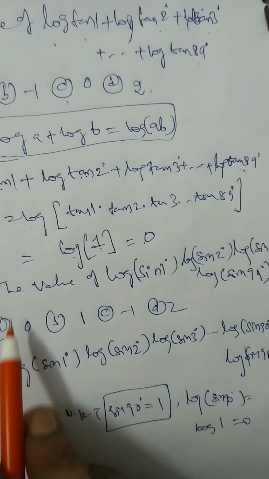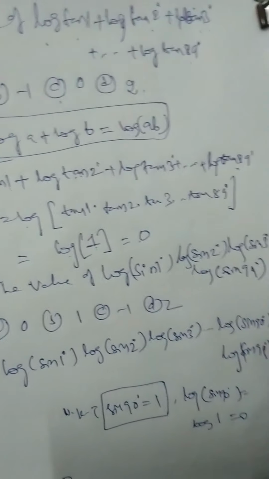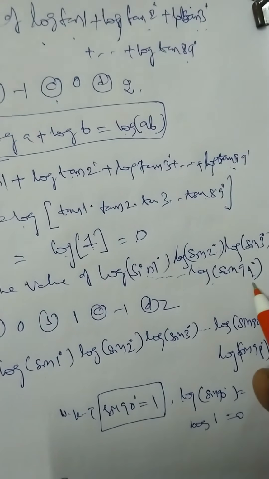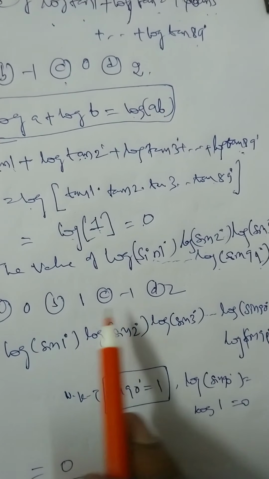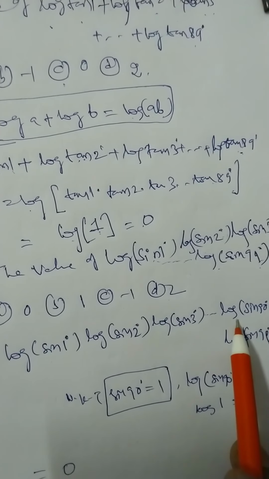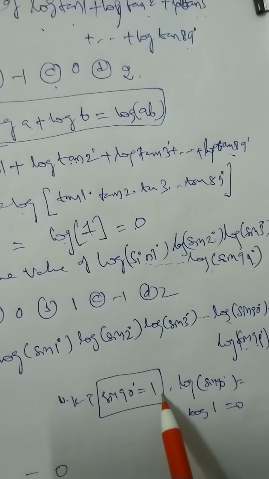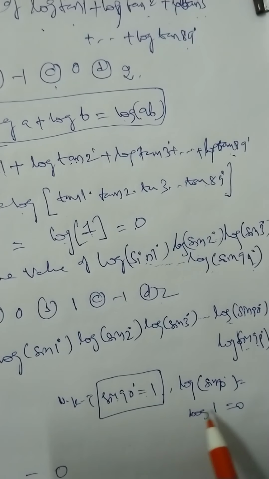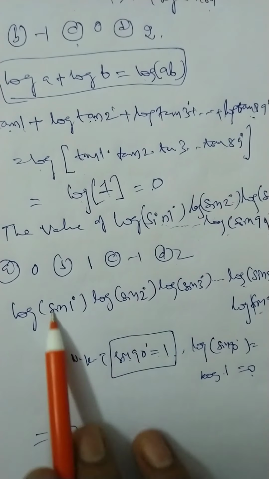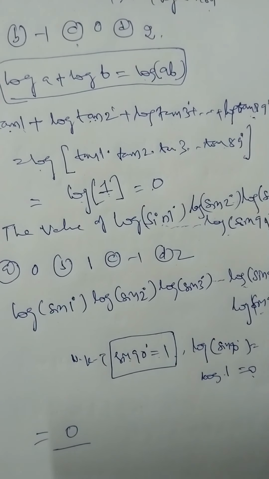Now here we have another similar kind of expression: the value of log of sine 1, log of sine 2, log of sine 3, continued up to log of sine 99 degrees. The options are 0, 1, minus 1, 2. So among log of sine 1, log of sine 2, log of sine 3, we will have log of sine 90 before sine 99 degrees. And we all know that sine 90 is equal to 1. So log of sine 90 becomes log of 1, and log 1 is equal to 0. So the sum of the logarithm values of sine is equal to 0. Option A is correct.